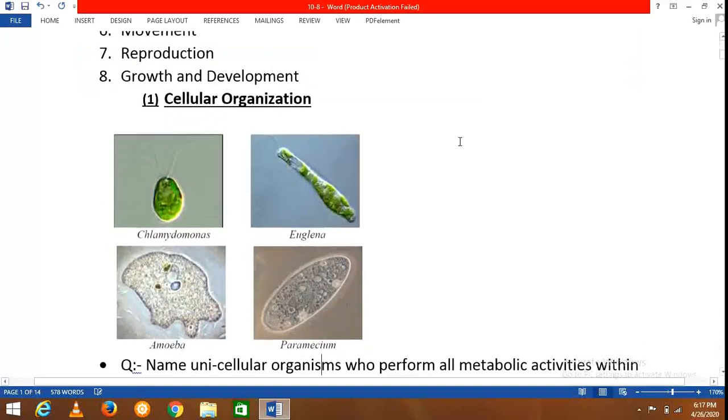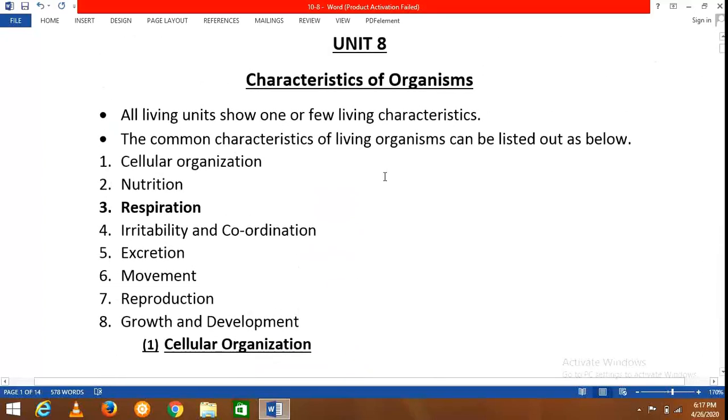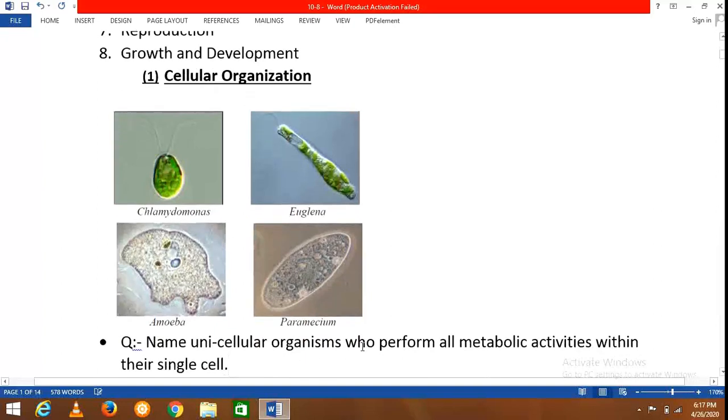The common characteristics are shared here. You can see them on your screen. First thing is cellular organization, nutrition, respiration, irritability and coordination, excretion, movement, reproduction, growth and development. So we'll move on to these characteristics one by one. First thing is cellular organization.